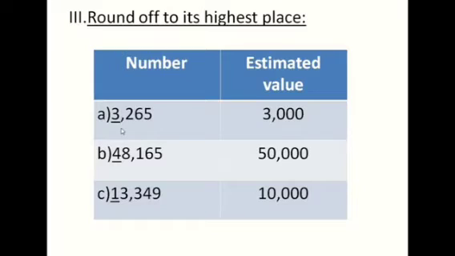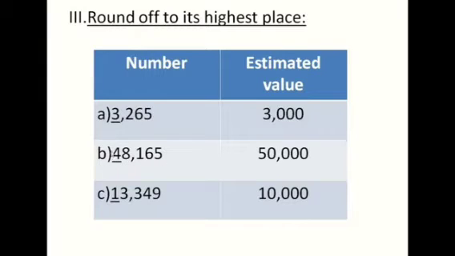Question number A, 3265. Highest place means 3 is in 1000 place. So it will be the number which is sitting in the highest place. So after estimation it will be 3000. How? Because the next place, the 100 place is 2, so it is less than 5. So 3 will be as it is, rest of the places will be filled with 0. So 3265 is estimated to the nearest 1000 place. Here is 3000.